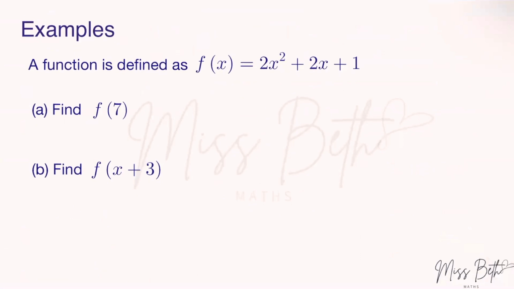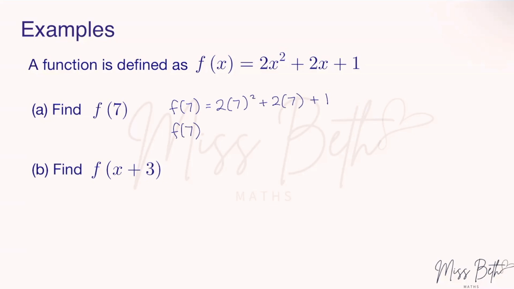Okay, so on to our first example. So just a general function example, first of all, with the notation. Part A wants us to find f of 7, given that the function is defined as 2x squared plus 2x plus 1. So, of course, to calculate this, f of 7 would be equal to, I am just subbing in 7 as my x value. So 2 lots of 7 all squared plus 2 lots of 7 plus 1.